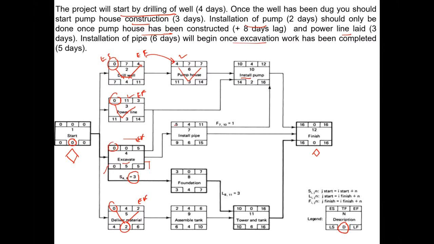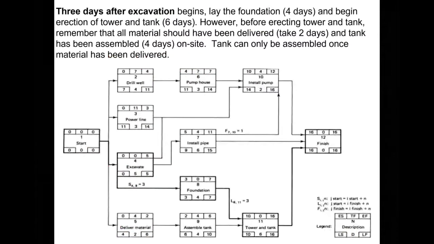I'm not sure if this 10 is correct. It should be 7 here, and then okay. So based on this, you will draw the network diagram, and so your solution could look slightly different from this one, and we'll calculate the forward and backward pass.